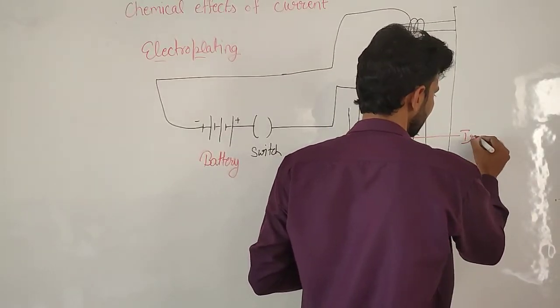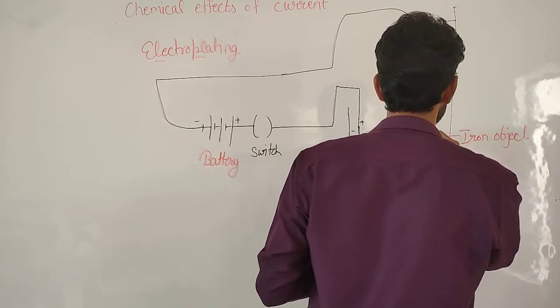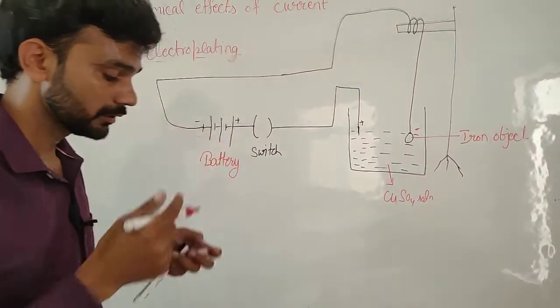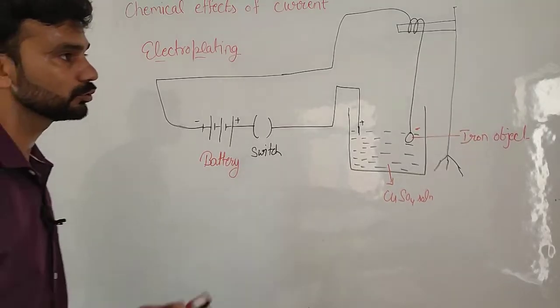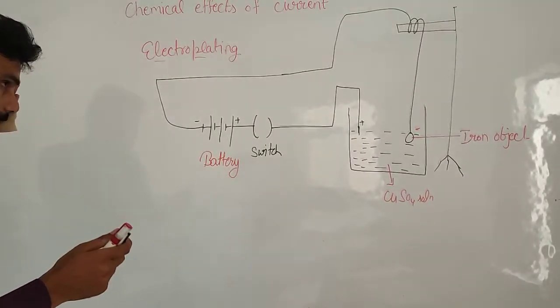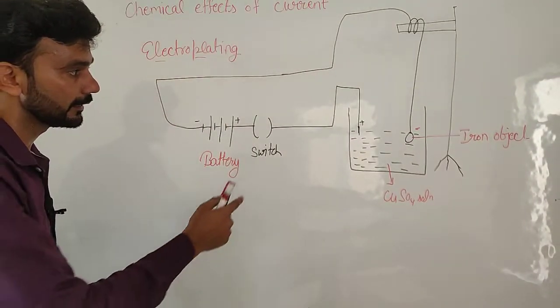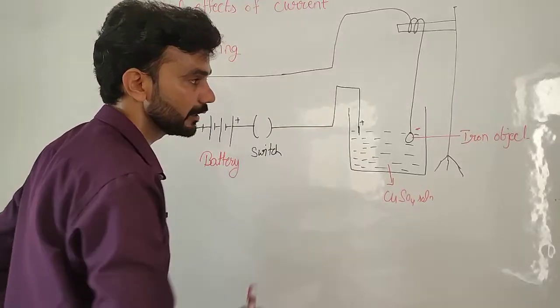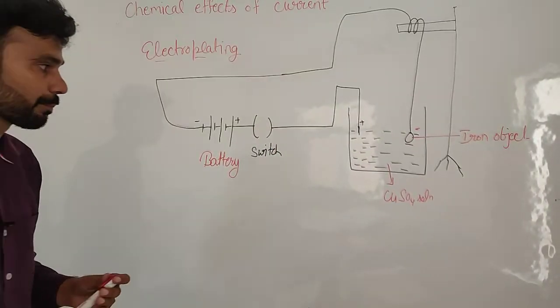This is an iron object, and this is connected with the negative terminal. The electrode which is connected to the negative terminal is known as the cathode. This is connected with the positive terminal, so it is known as the anode.